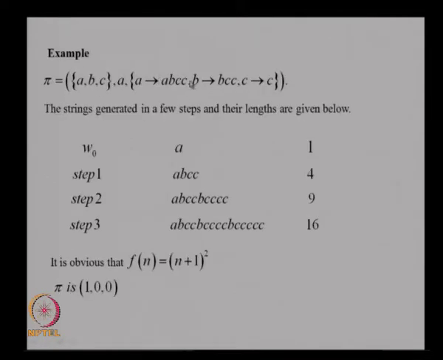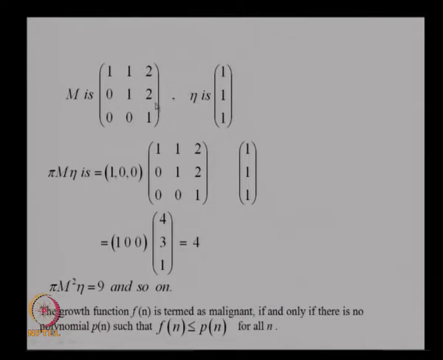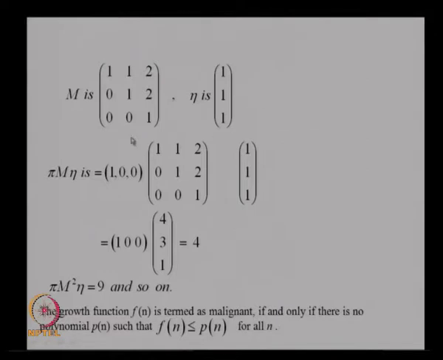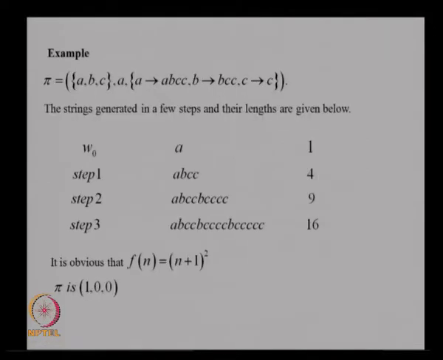The second symbol is B. The Parikh mapping of that is 0, 1, 2, and that is the second row. For C, the right hand side is C, the Parikh mapping of that is 0, 0, 1, and you have the third row. The Parikh mapping of the axiom is given by this.